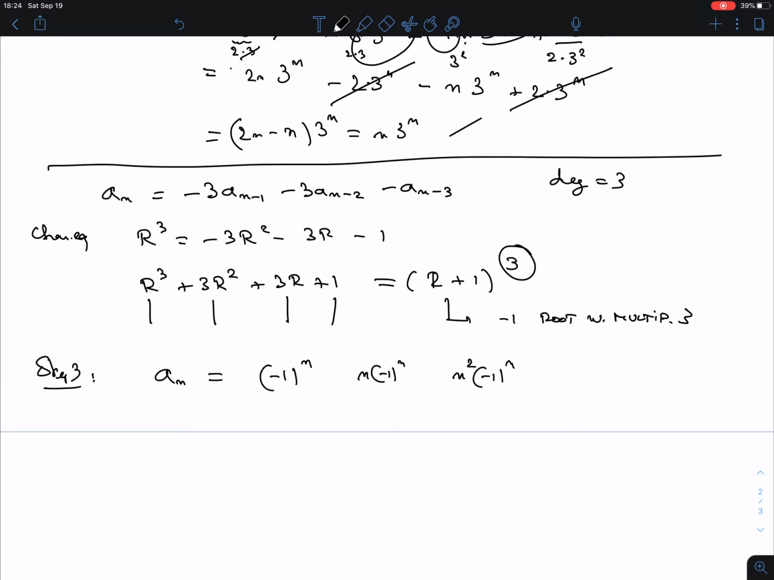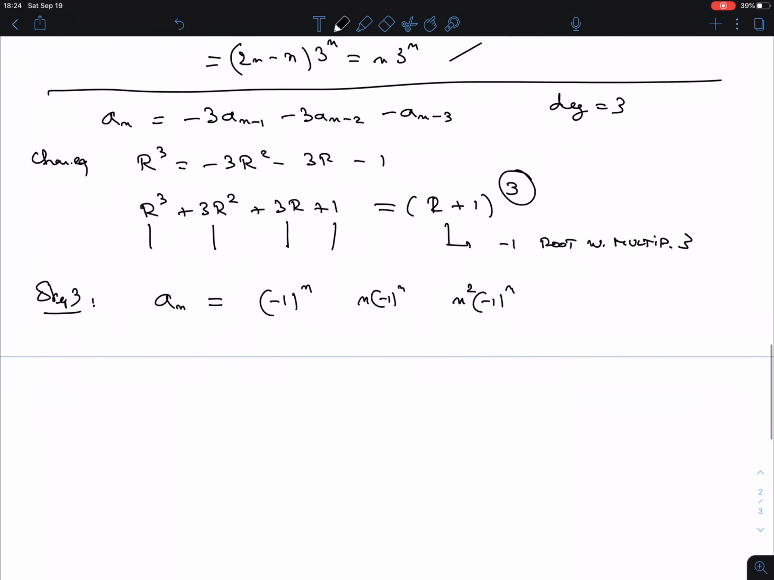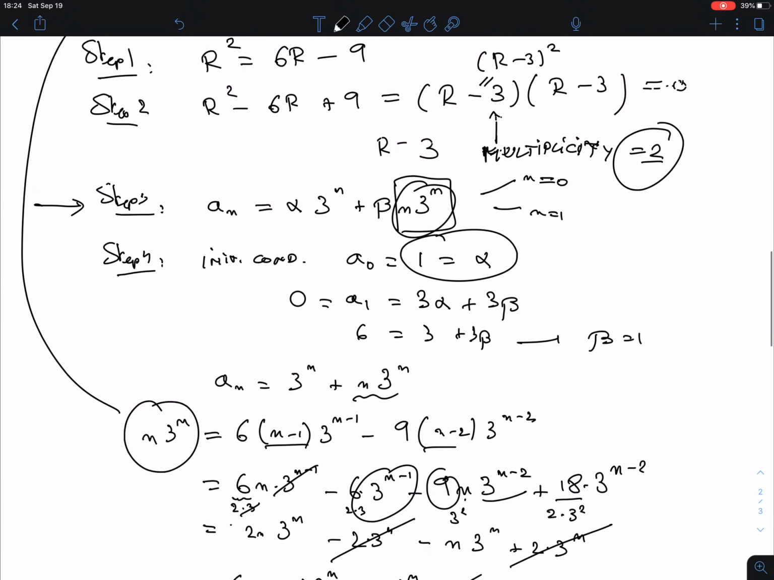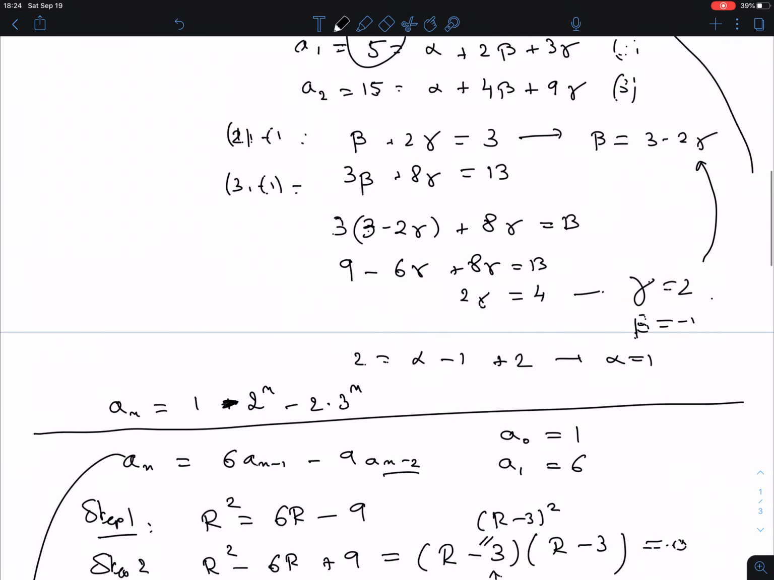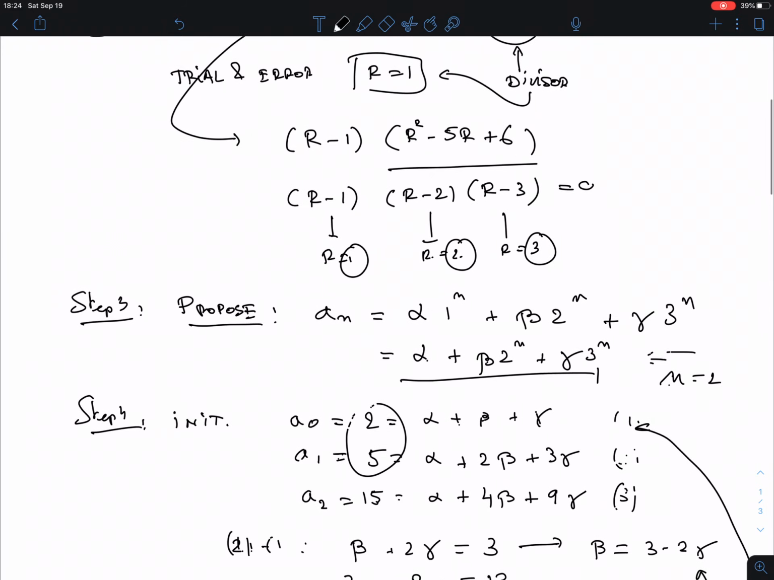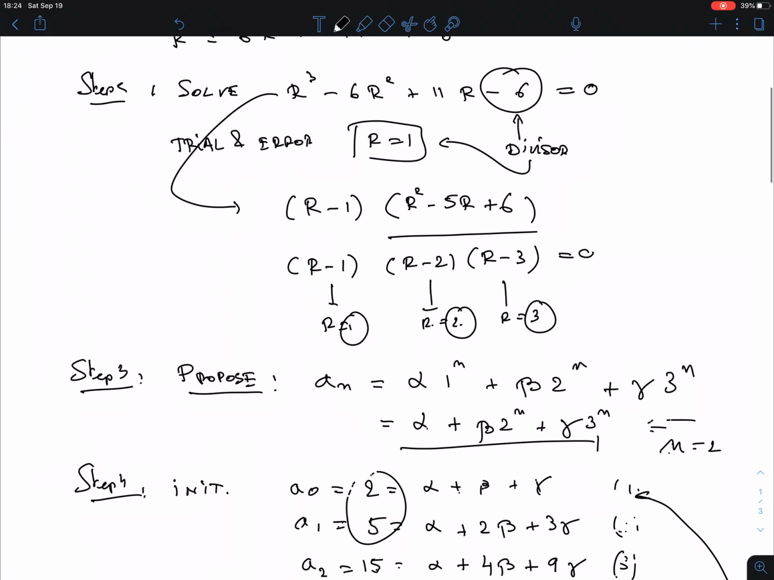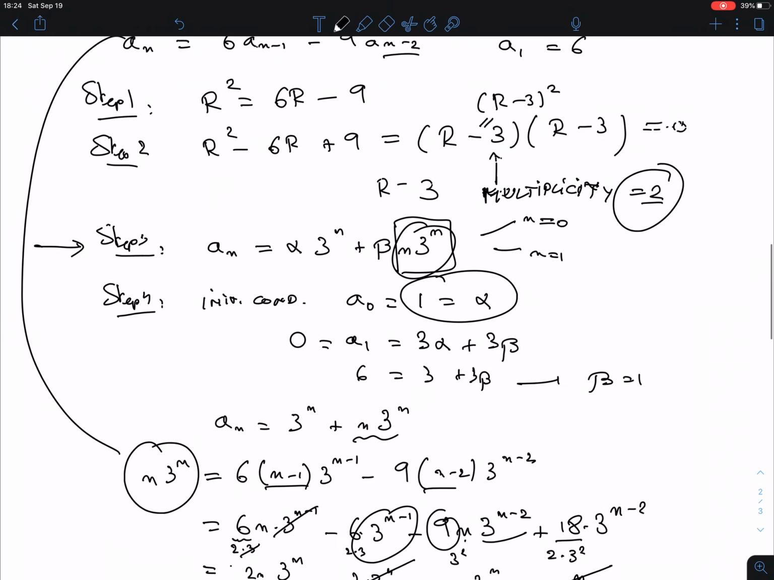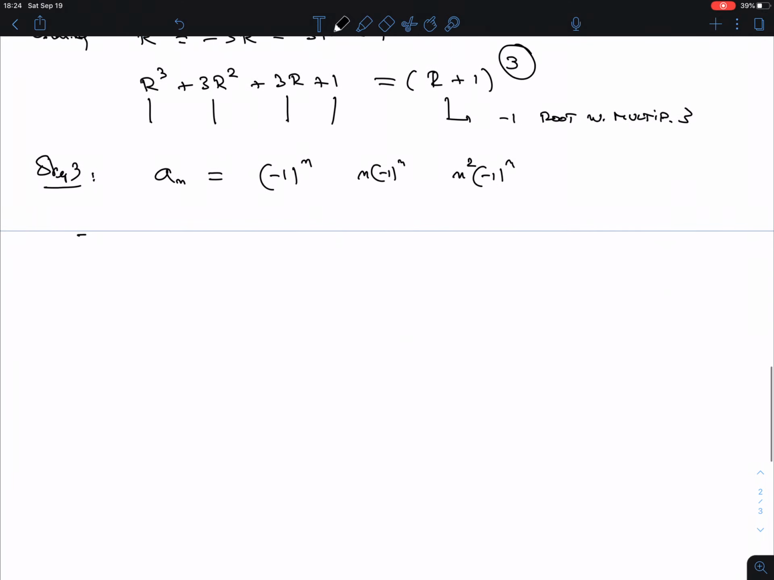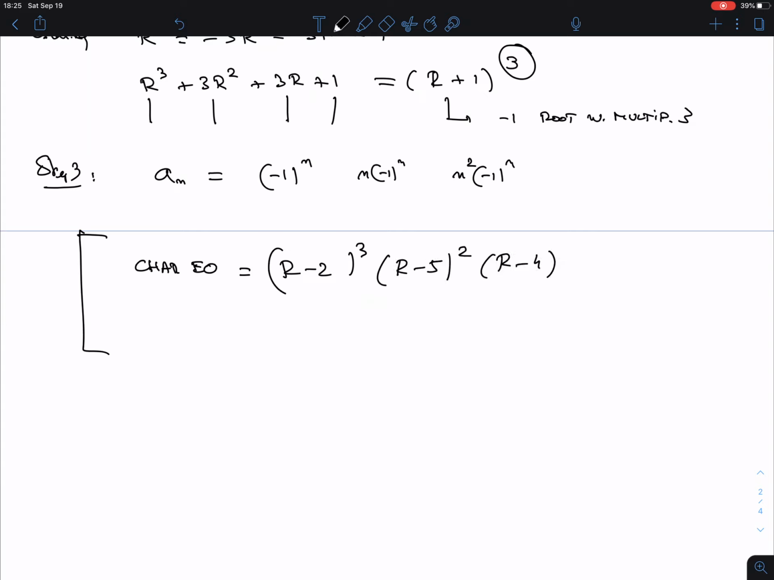So in general, how does it work? So let's go to this example that I had. I don't know where I had erased it. No, I erased that example. So again, let's go back. So suppose that we have our characteristic equation. Suppose it is of the form (r minus 2) to the power 3, (r minus 5) squared, (r minus 4).